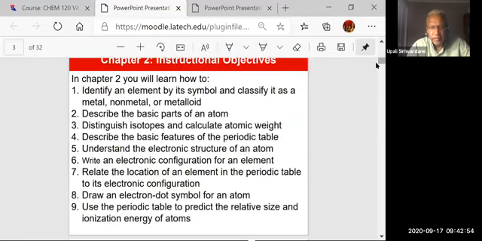Then from the location, for example, certain elements in a group have the same electronic configuration, like halogens have seven valence shell electrons. Based on valence shell electrons, we are going to draw electron dot structures for atoms. That will be used in the bonding later. Also, periodic trends like size and ionization energy, we are going to look into that.